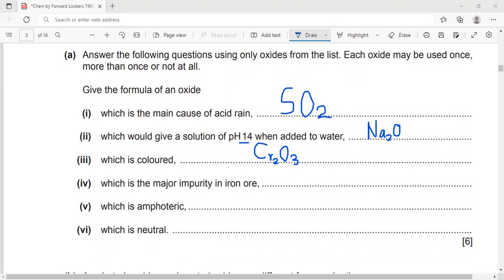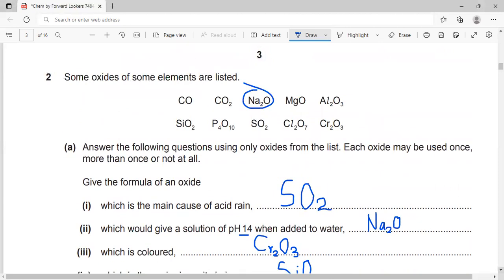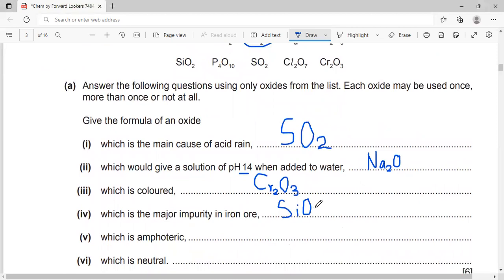Let us continue with the major impurity in iron ore. The major impurity in iron ore is silicon dioxide. If you have done your extraction of iron, this will be an easy thing for you. Silicon dioxide. It will be the one.